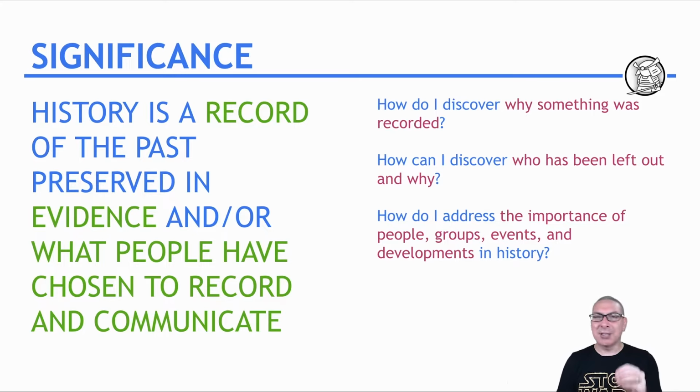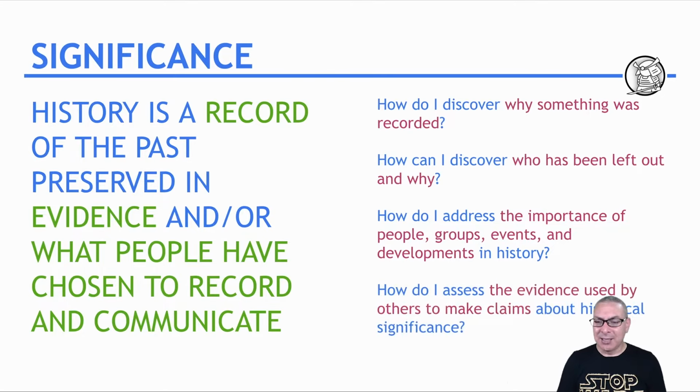And it's so hard because you have to choose when you're writing history what's significant. What are you going to put in there? How do you do that, right? How do you assess the evidence used by other people to make claims about historical significance? So in IB history, we're using a lot of textbooks and things like that and the work of historians. So how do you assess that when you're making claims about what was significant in the past?